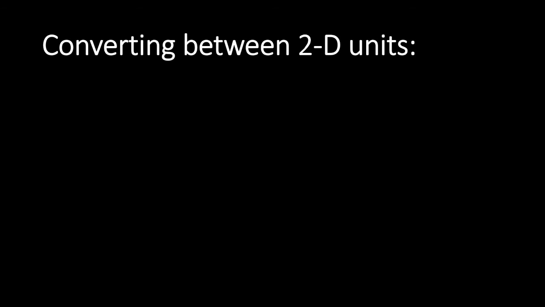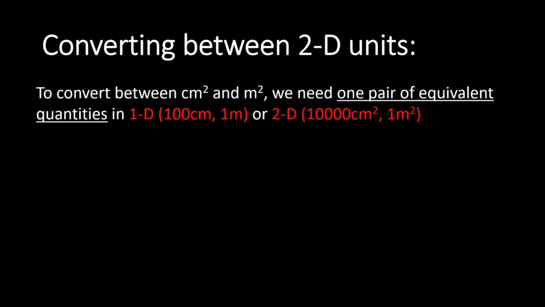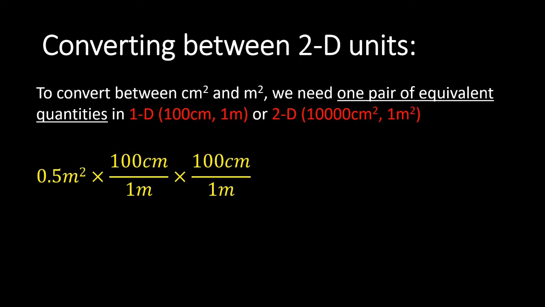For example, if you want to convert between centimeter square and meter square, you can either use the fact that 100 centimeter is equal to 1 meter, or 10,000 centimeters square is equal to 1 meter square. The choice is yours. Let's see both in action. If you don't know what 1 meter square is in centimeter square, it is fine. In our example, when we convert 0.5 meter square to centimeter square, we multiply 100 centimeter over 1 meter twice.